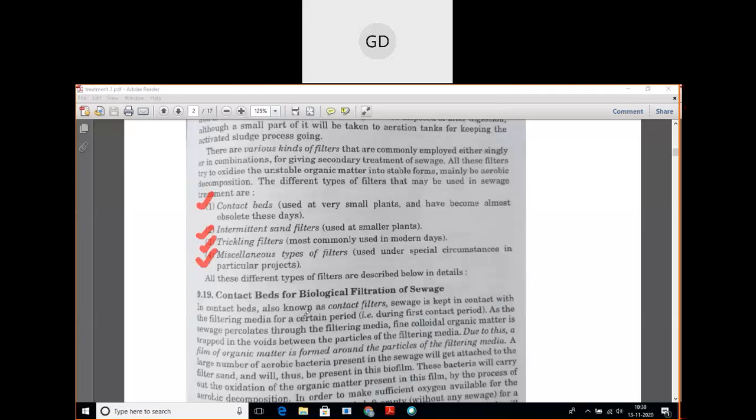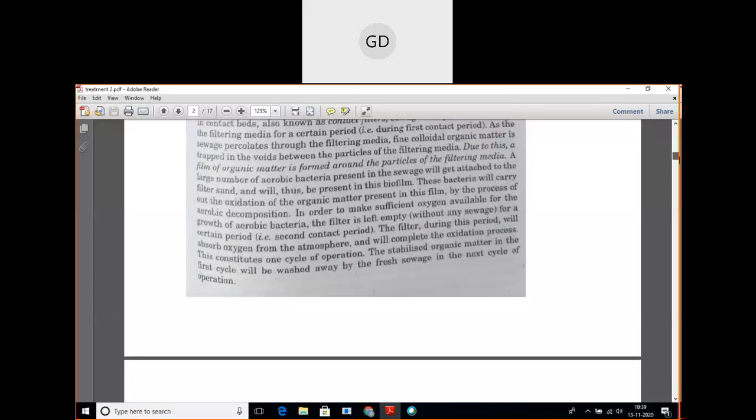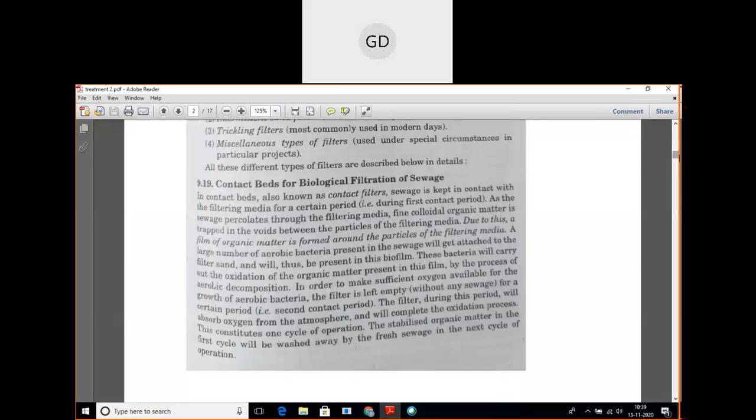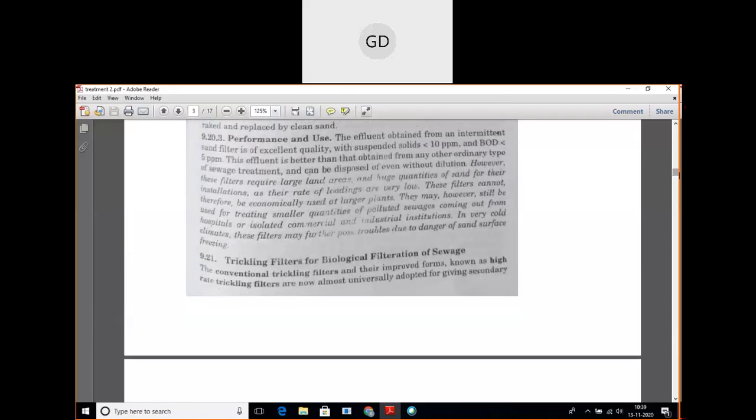We will be studying only one type. We will not be dealing with the contact beds and intermittent sand filters, since these are used for small plants, and contact beds have become obsolete nowadays. We will be dealing with the one used in modern days, that is trickling filters. But if you want, you can go through the notes on contact beds and sand filters, or just read them once to have an idea about them. Now, moving to trickling filters for biological filtration of sewage.